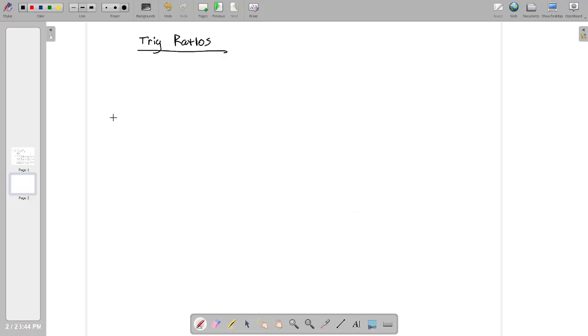So if we look at the trigonometric ratios, let's draw this out. We're just going to write them all out very quickly here. We have, again, the opposite side, the adjacent, and the hypotenuse. Now the three trig ratios we already know. We have sine of theta is equal to opposite over hypotenuse. Cosine of theta is equal to adjacent over hypotenuse. And tangent of theta is opposite over adjacent.